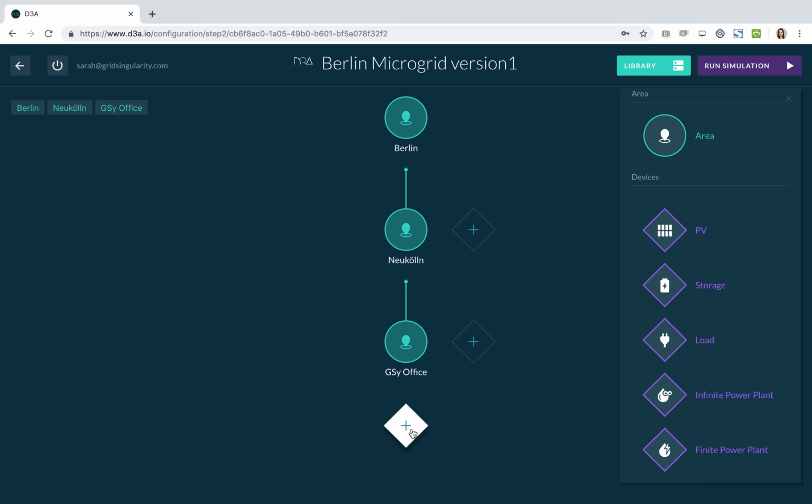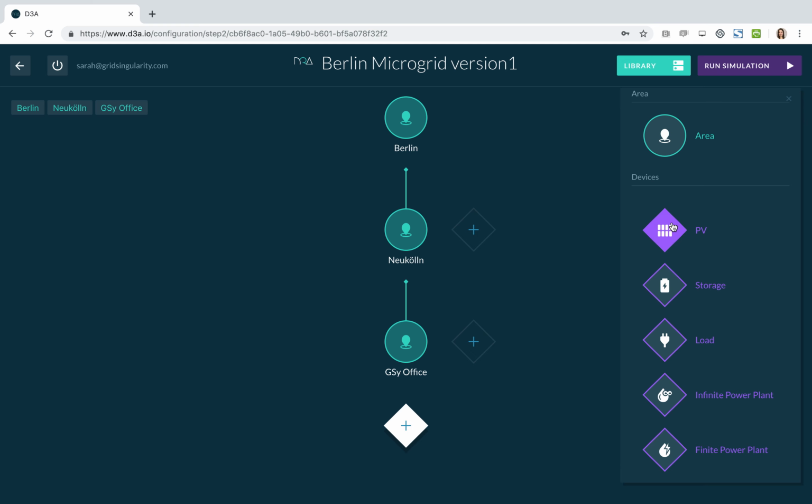And depending on how you picture your grid and maybe the ownership of these different areas, you want to think about how to group these devices. So for this example, I'll show you, we'll group devices inside the office. There might be devices inside someone's home. So this is kind of the standard of how we develop these different areas. And then these different areas can be grouped under one bigger area, like Neukölln, for example, if that's the entire microgrid, and then connecting to Berlin.